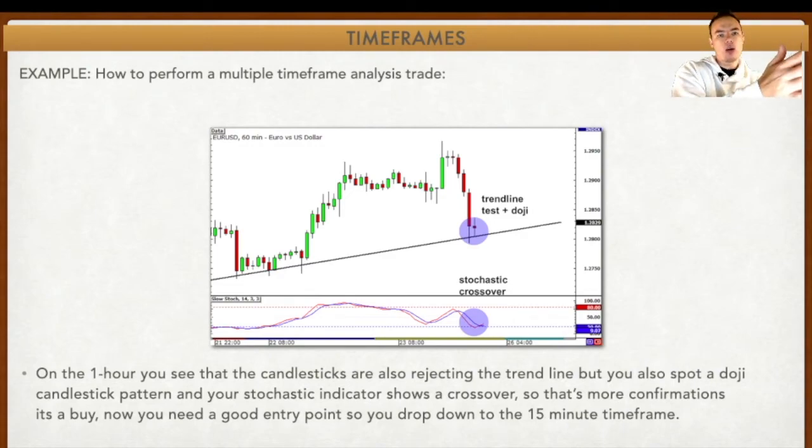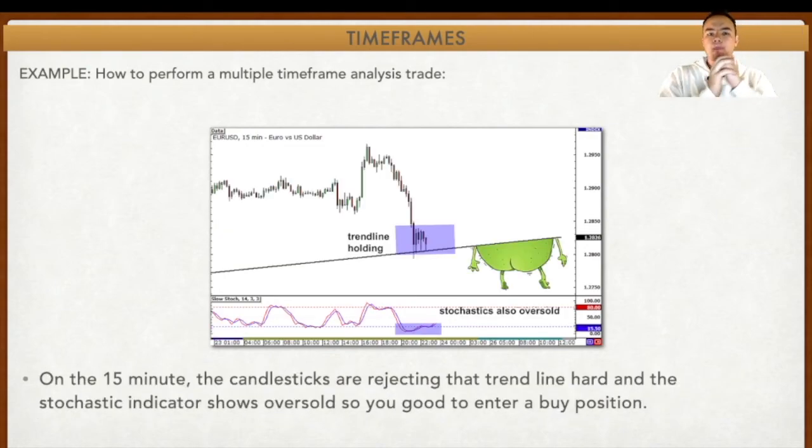So on the 4-hour, you got your trend line that shows, and your market structure that shows Euro USD is a buy. You drop down to the 1-hour, and you got your trend line, you got your candlestick pattern, and you got your indicator, your stochastic indicator, showing that is also a buy. Now, to dissect it even further, to look for a good entry point, your stop loss, and your take profit, you drop down to the 15-minute time frame.